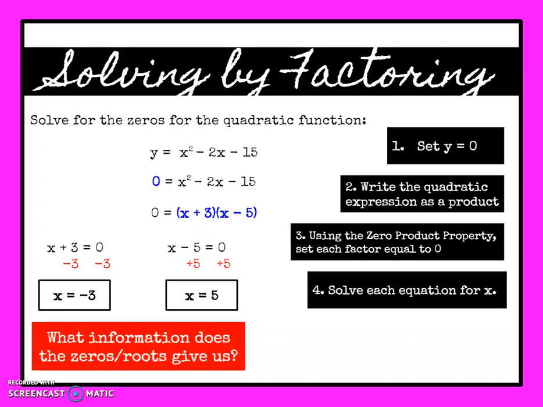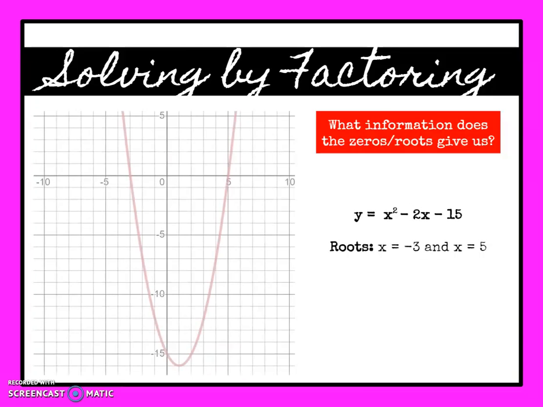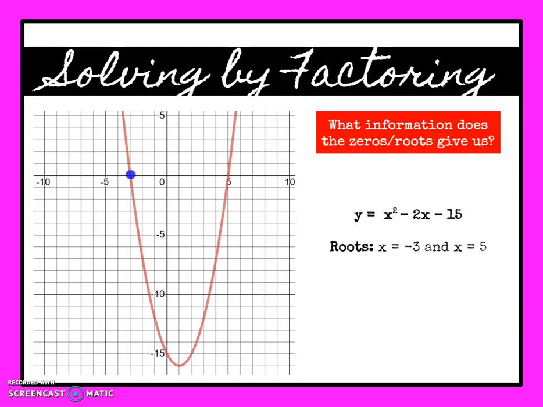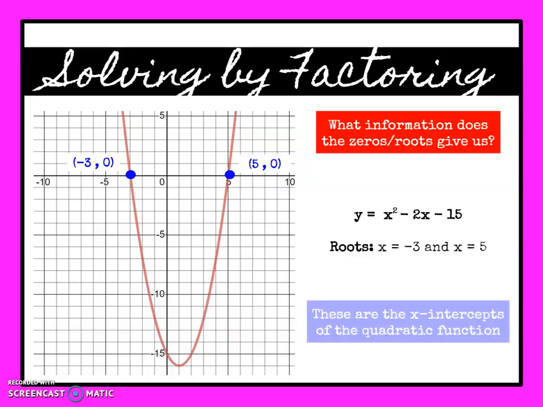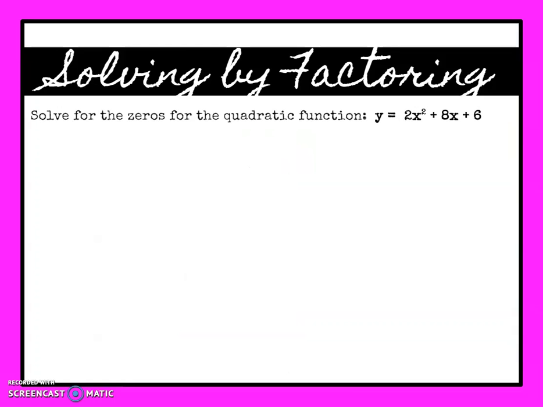So what information does the zeros roots give us? These roots, essentially they tell us our x-intercepts. When I plug in 0 for y on a graph, or in that equation, I get negative 3, and I also can get 5. Which tells me that this equation has two x-intercepts, one at negative 3 and one at 5. This information will become useful when we get into graphing these equations. Let's try another one by solving by factoring.